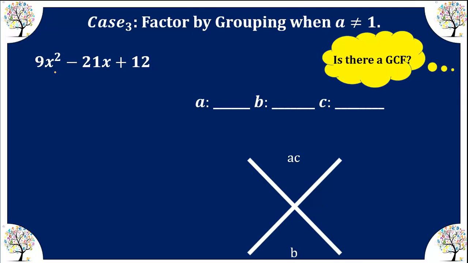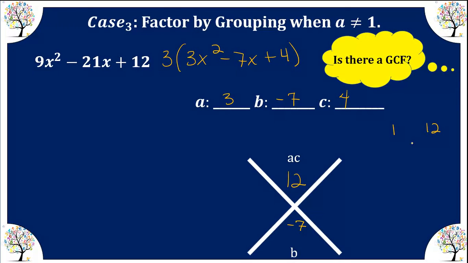9x squared minus 21x plus 12. I noticed that 3 can divide into each of those terms evenly. I'm going to factor out the GCF of 3, and we're left with 3x squared minus 7x plus 4. My a value is 3, my b value is negative 7, and my c value is 4. In my graphic organizer, 3 times 4, and my bottom number is negative 7, the b value.